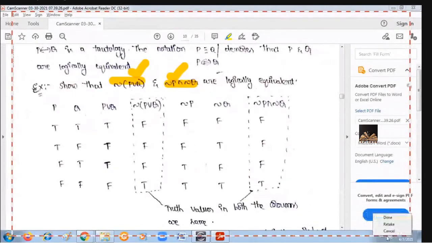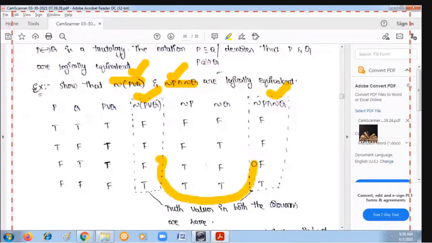So here construct the truth table for negation of P or Q. You know how to construct the truth table, right? So you got F, F, F, T. Similarly, construct the truth table for negation P and negation Q. Negation P and negation Q, right? So after constructing the truth table, you please compare these two columns. The result of first proposition, the result of second proposition.